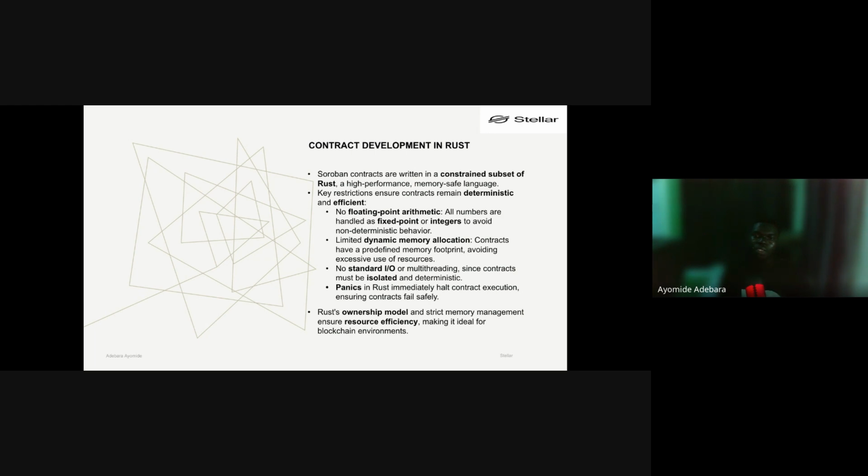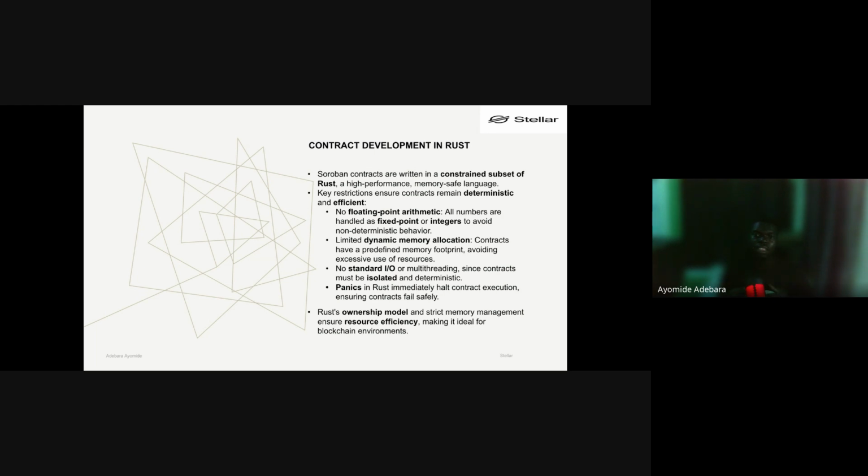So, no standard IO or multi-threading. I made mention of why it's important that there is no multi-threading. This is because of how much memory it can use at a time. It doesn't make sense that you are writing a smart contract that is running on two or three threads, and other people are trying to deploy their smart contracts, but because the function you are trying to call is still running a process and the other process is not done running, it doesn't allow the other people deploying their smart contracts or interacting with the Stellar ledger to interact easily.